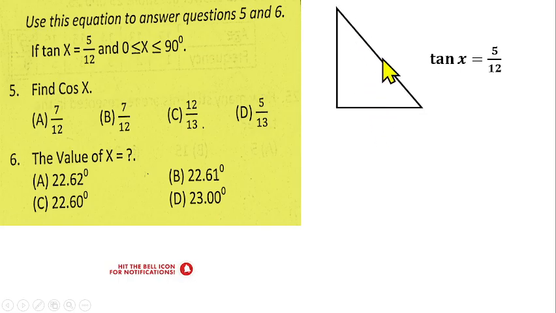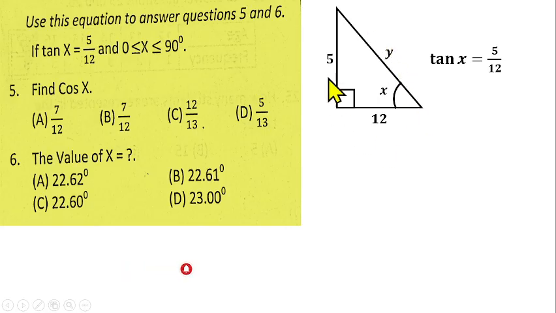So if I draw the triangle, I have a triangle like this, and it's supposed to be a right angle triangle, because it is a right angle triangle that gives us a trigonometric ratio. So if I put x here as the angle, tan is opposite over adjacent. That means 5 should be opposite, which should be here. Then adjacent is this side, so 12 should be here. So tan of this angle is opposite over adjacent. So that we can find the hypotenuse side, which is this longer side here. So we can call it y.